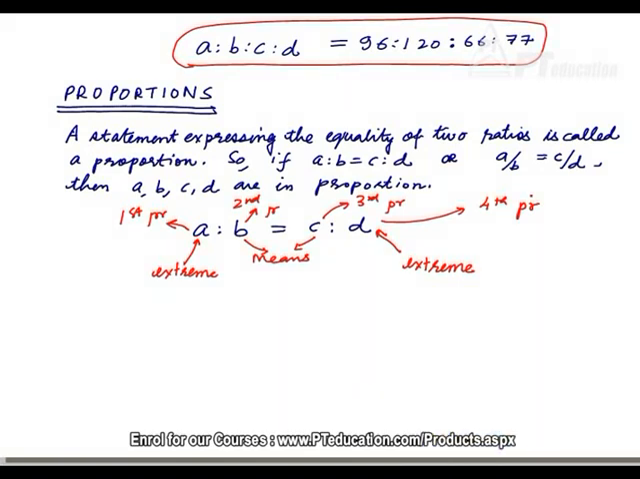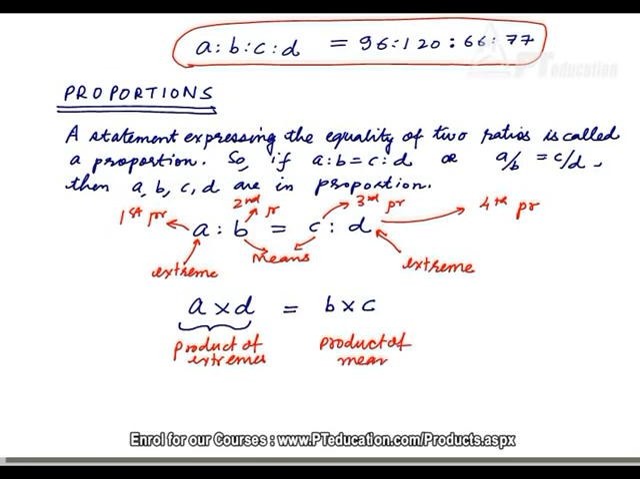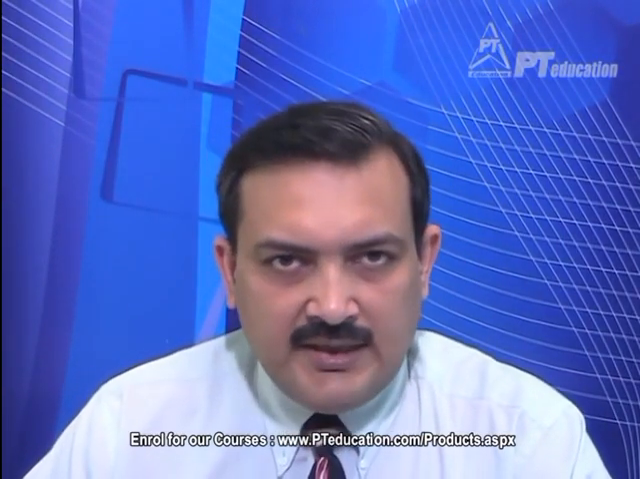Another simple relationship is that the product of extremes, A into D, will be equal to the product of the means. So this is the product of extremes, which is A and D, and it will be equal to the product of means, which is B into C.